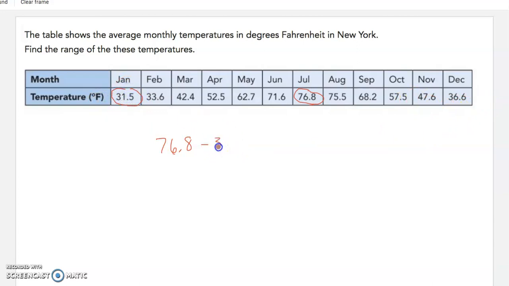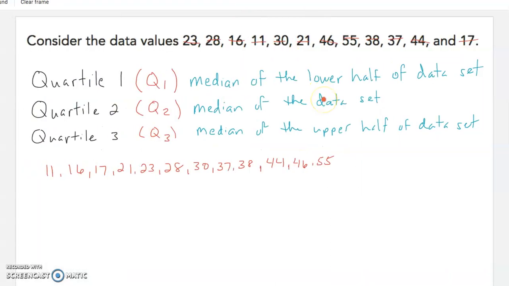So minus 31.5. And that's going to give us 45.3 degrees. So 45.3 is the range. So all the temperatures within a year fall in that range of 45.3 degrees, someplace from the lowest to the highest. Okay. The next thing we're going to talk about are quartiles.